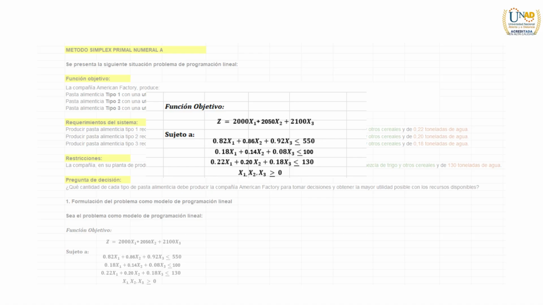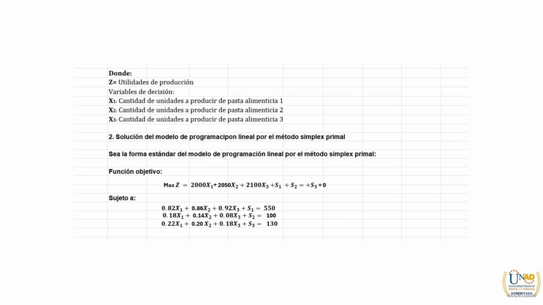Objective function. It is expressed mathematically in terms of decision variables with coefficients representing the contribution of each product to the total profit. Constraints. Linear equations are established that limit the consumption of raw materials and other critical resources.